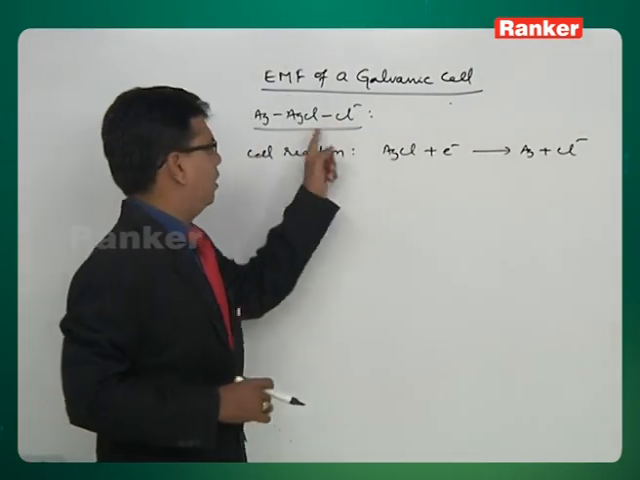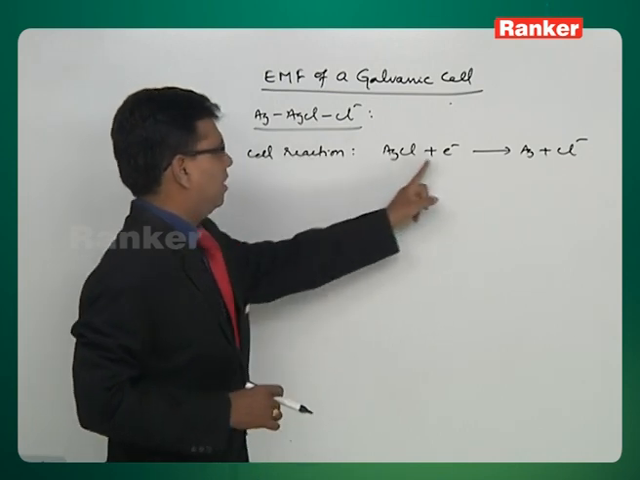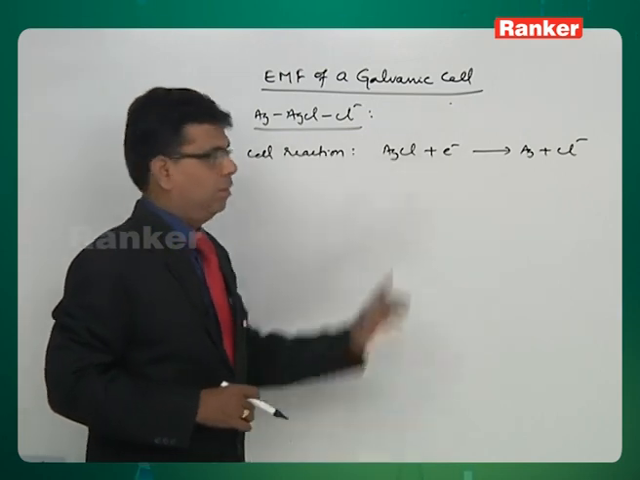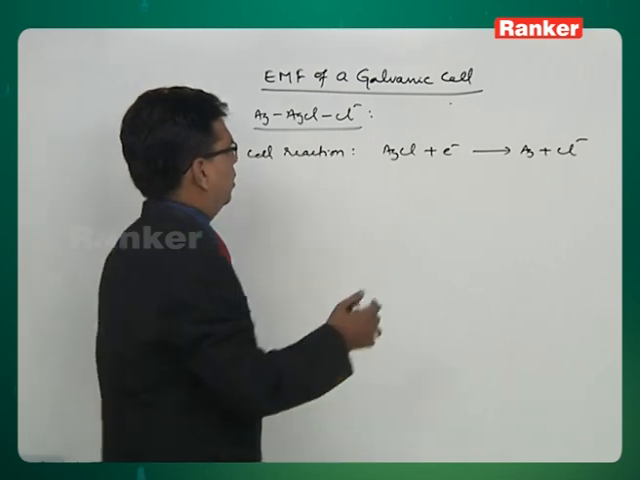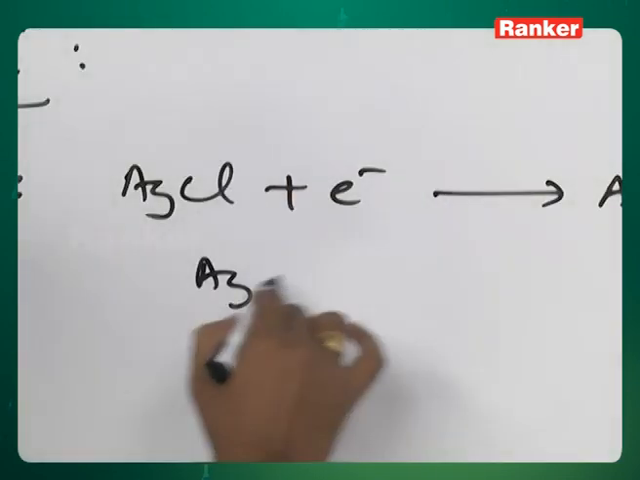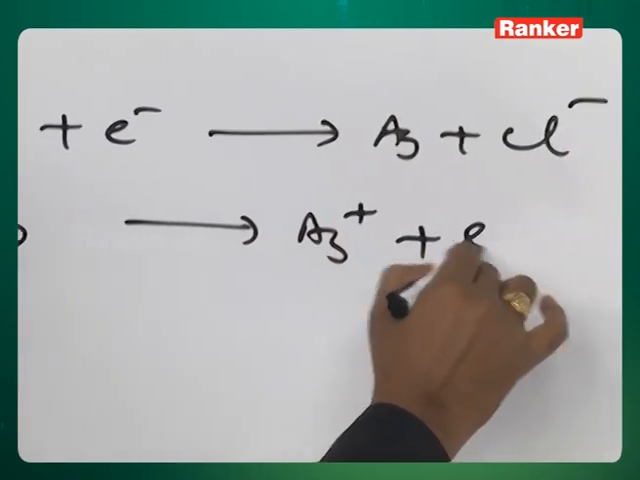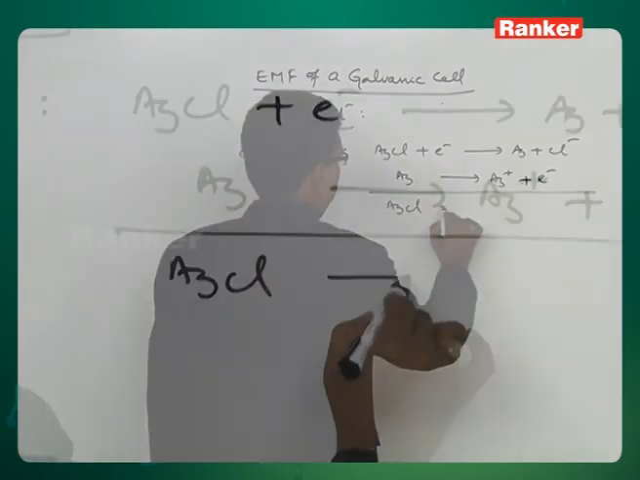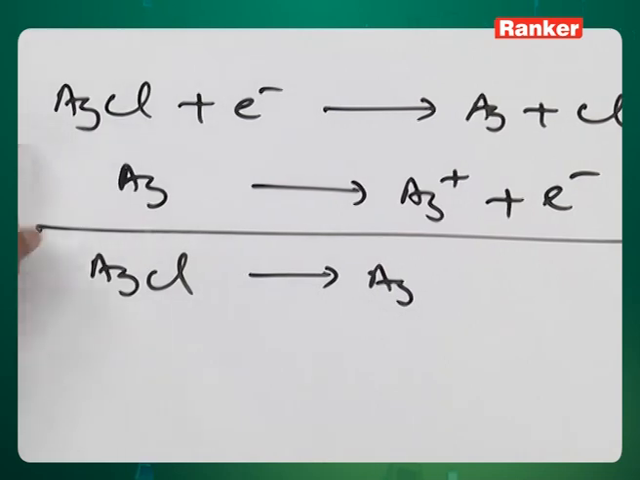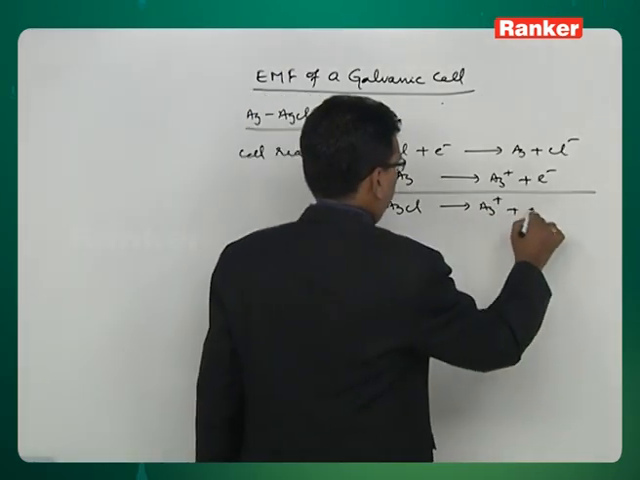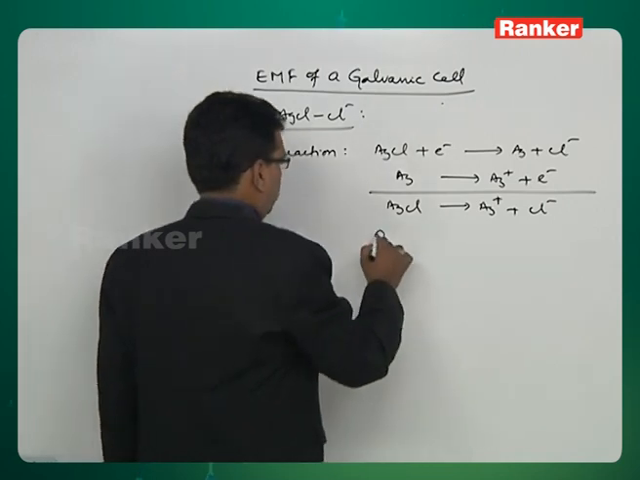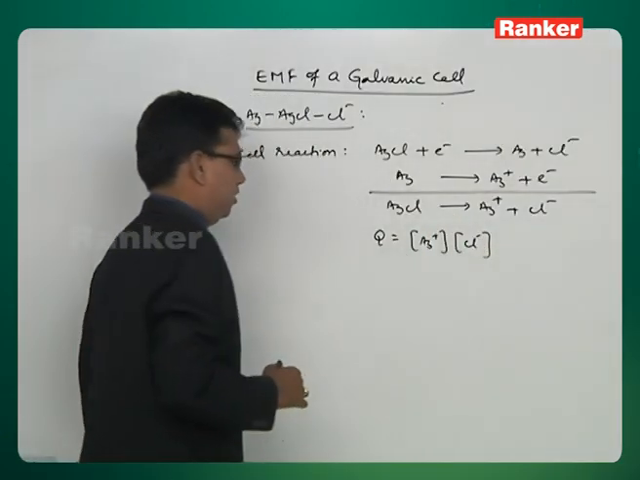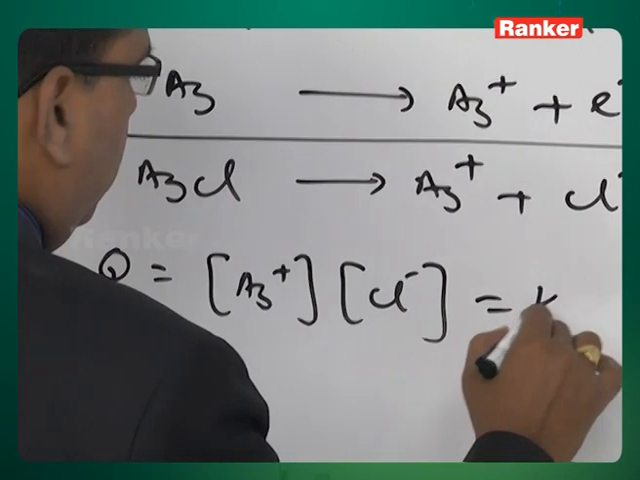Now, this metal insoluble anion electrode reaction can be written like this, where this is considered to be a reduction half cell. If you look at it the other way around, then Ag gives Ag+ plus electron. So, the overall reaction is AgCl gives Ag+ plus Cl minus. For this Q is equal to Ag+ into Cl minus, which I will write as Ksp.